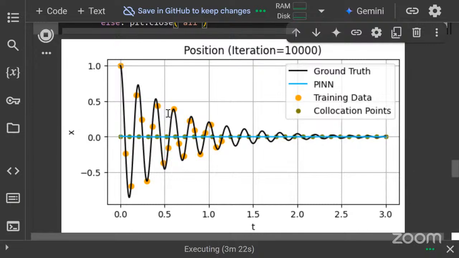If you can afford a large number of data, good for you, right? If you can afford a large number of data all throughout the interval, then you probably don't even need PINN, right? But in most cases in the physics world, you can only afford a very short period of time at the very beginning, right?